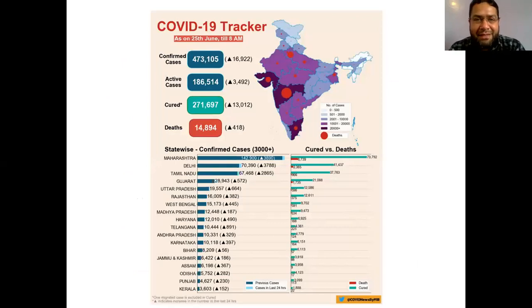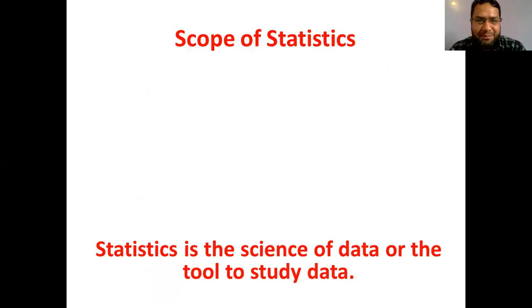Again, we have represented this COVID-19 tracker. We have seen how many confirmed cases, then we will look for the active cases, then how many have been cured and how many deaths. So we have collected this data and we are presenting this in the form of information. So this is statistics, or I can call it biostatistics. Since we are applying this to a life problem, we will call it, more appropriately, biostatistics.